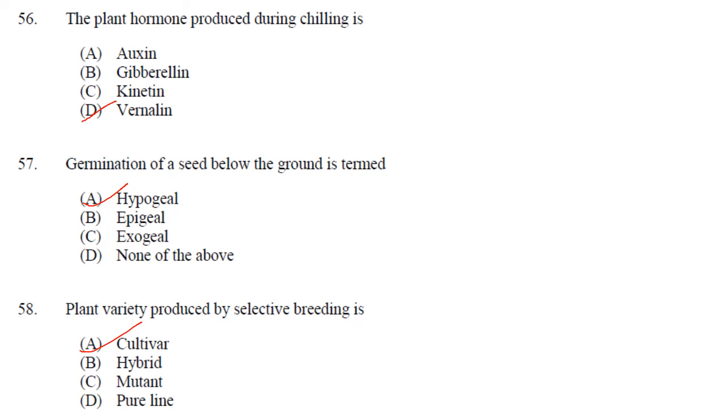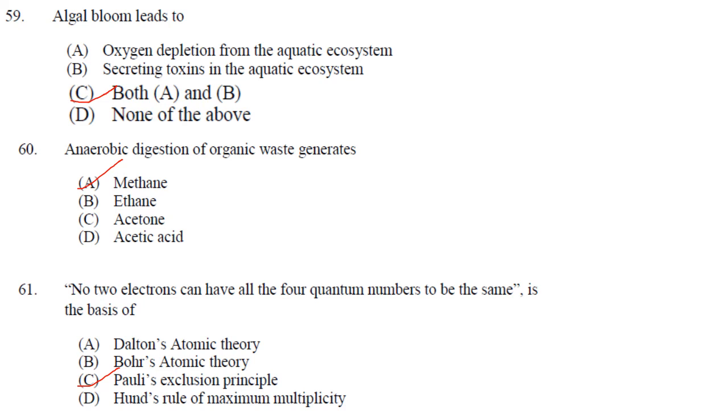And what are mutants? The plants developed by the process of exposing seeds to chemicals, radiations, or enzymes in order to generate plants with desirable traits to be bred with other cultivars are called mutants. So plant variety produced by selective breeding is called a cultivar. Answer is option A.